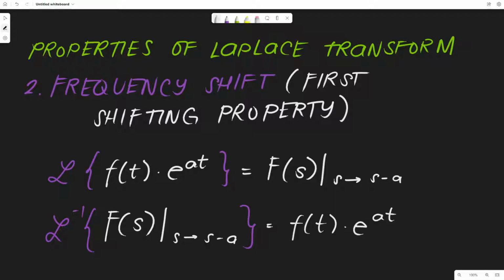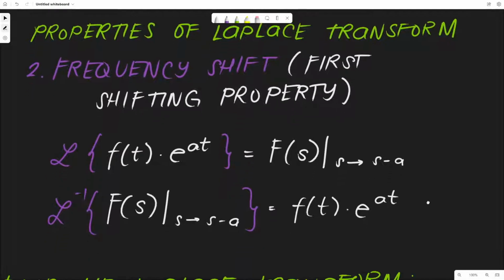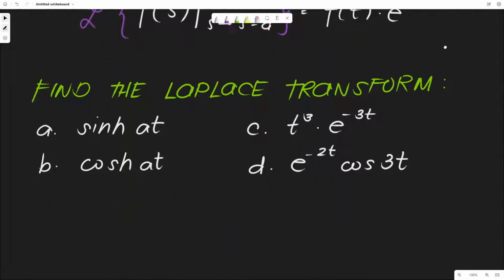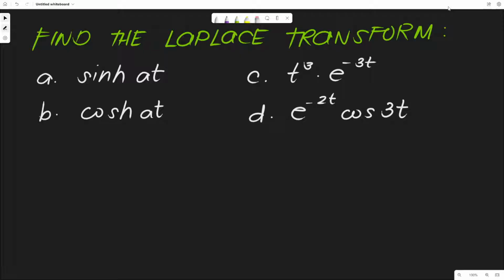Okay? And if you're going to get the inverse Laplace transform of F of s, dapat yung F of s is also shifted from s to s minus a. Therefore, we will get the f of t multiplied to e raised to at. Yung kabaligtaran lang ng ating Laplace transform mismo. Okay? So, let's proceed with our examples. Dito, sabi dito, find the Laplace transform of these functions. Unahin natin yung letter A.